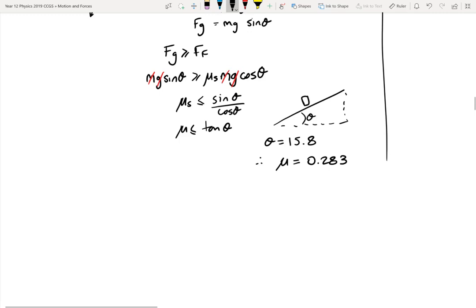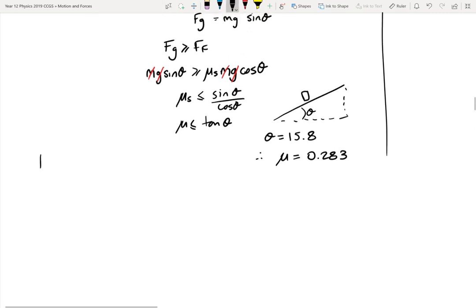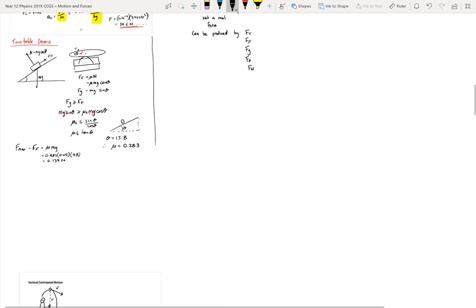Okay. Before we go, let's just figure out F max provided by friction is going to be mu mg, 0.283 times 0.05. It's a 50 gram brass mass. And so our maximum force is 0.139 newtons. That is obviously on a flat incline where cosine of 0 equals 1. Okay? Just bring this down.